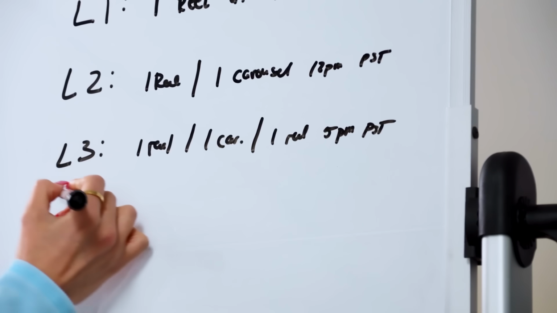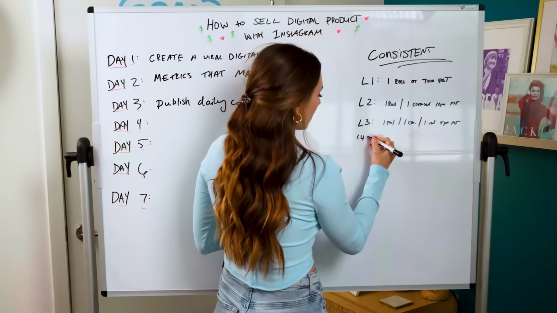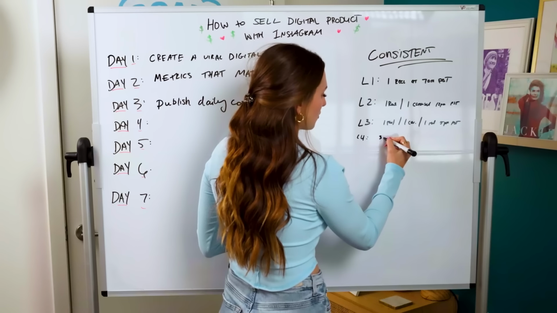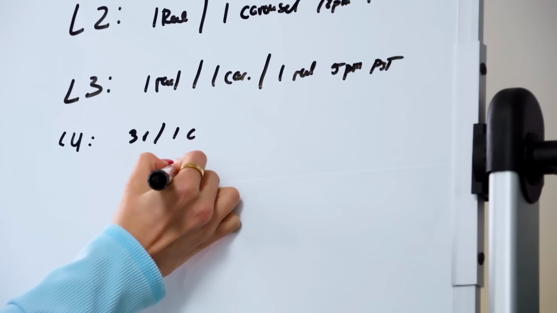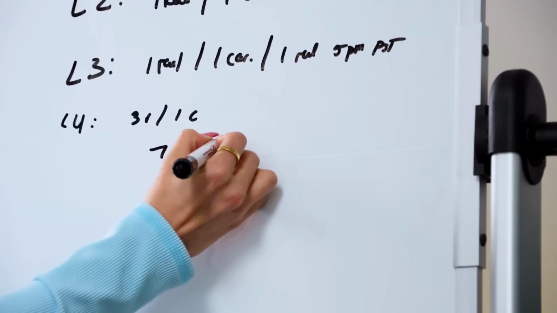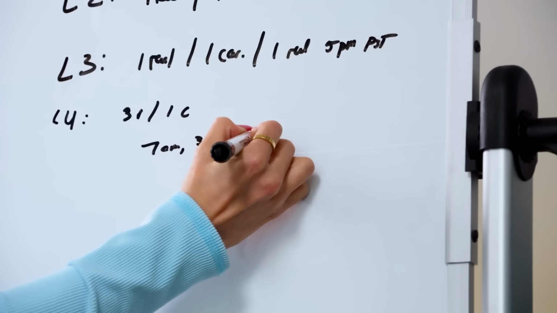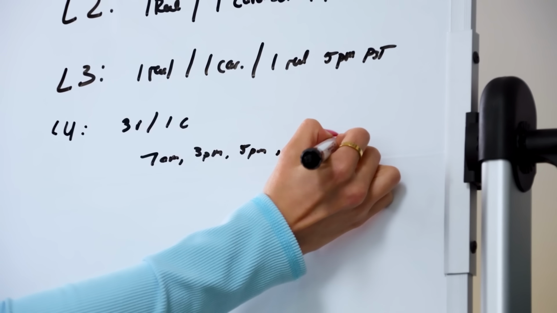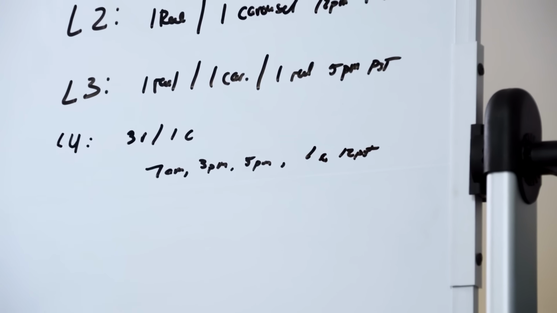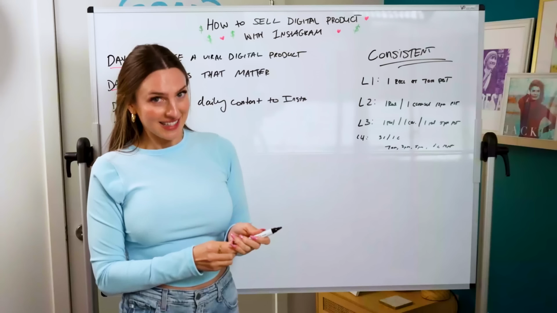Now I'm at level 4. I do a lot of testing. Level 4, in case you're curious, is 3 reels and 1 carousel. The reels are at 7 a.m., 3 p.m., and 5 p.m., and the carousel's still at 12 p.m. PST. That's the schedule.